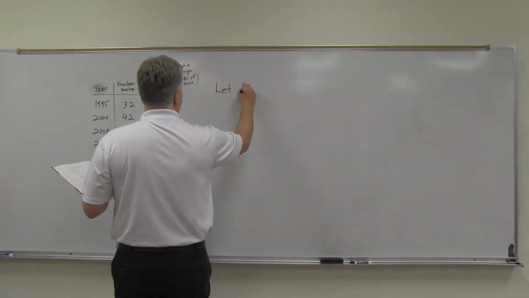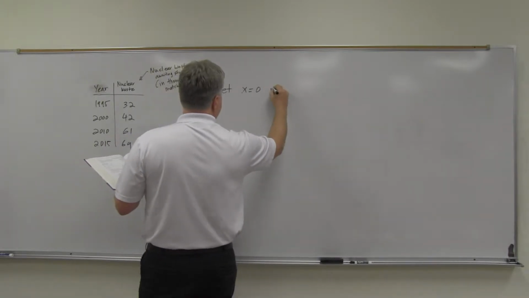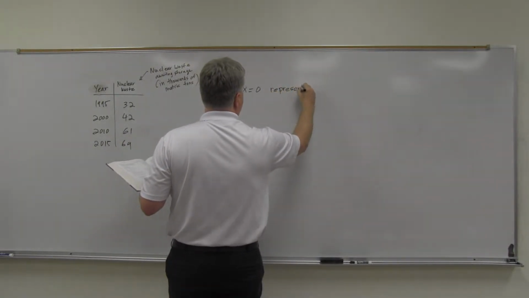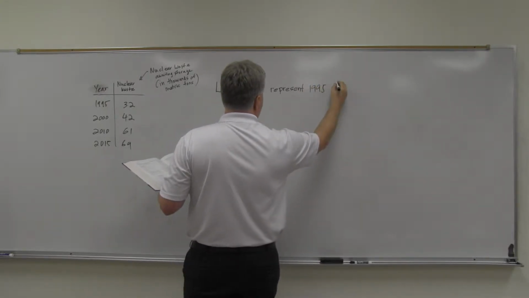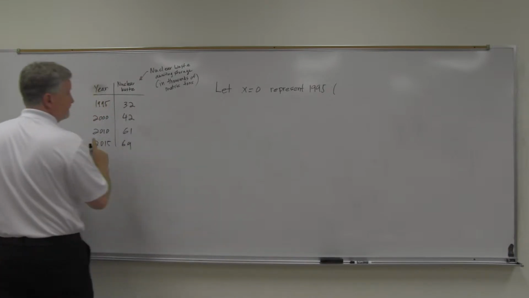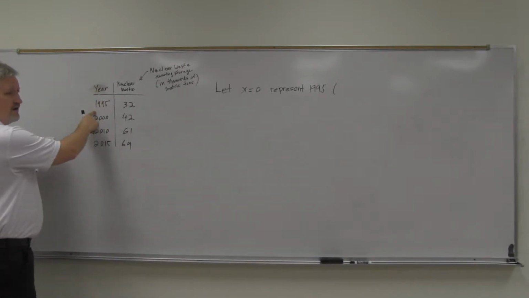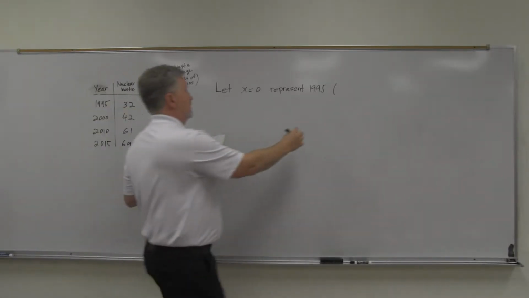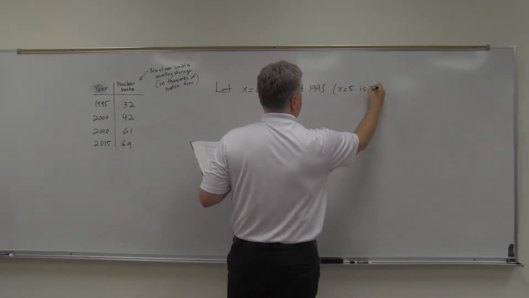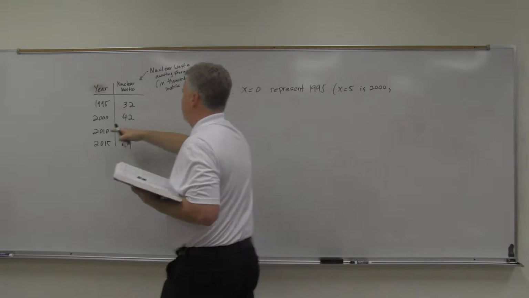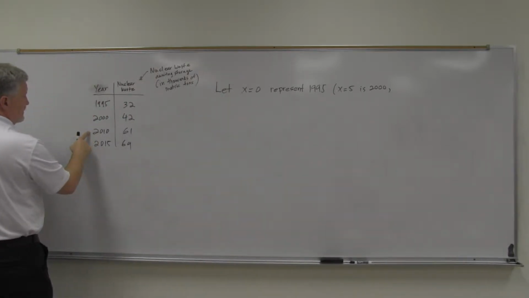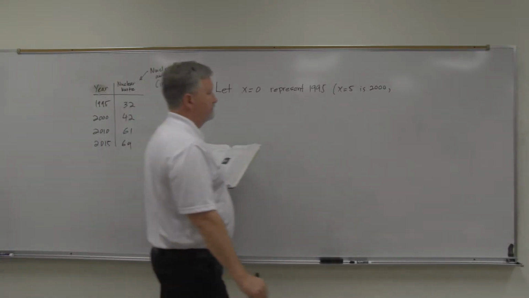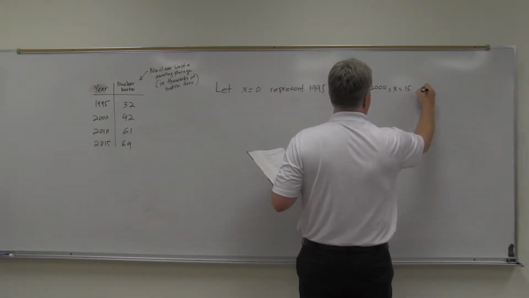Let's let x equal 0 represent 1995, which would mean then if x equals 0 is 1995, then x equals 5 would be 2000, x equals 15 would be 2010, etc.